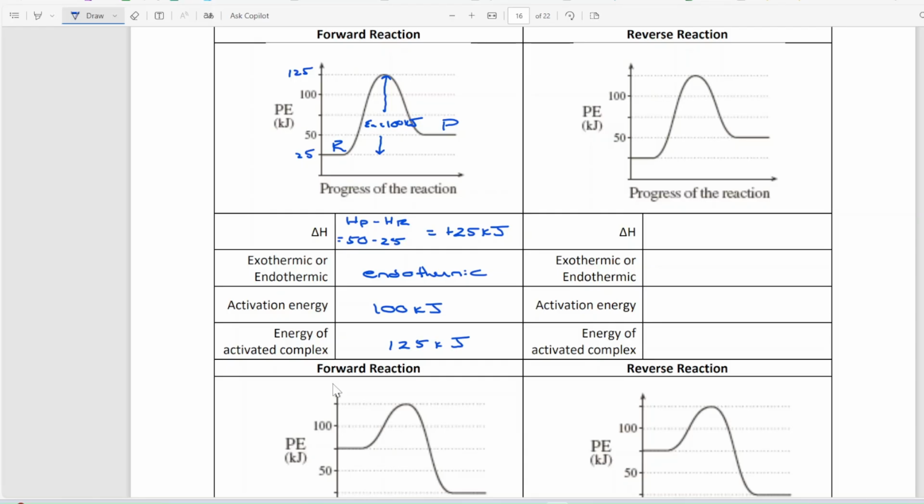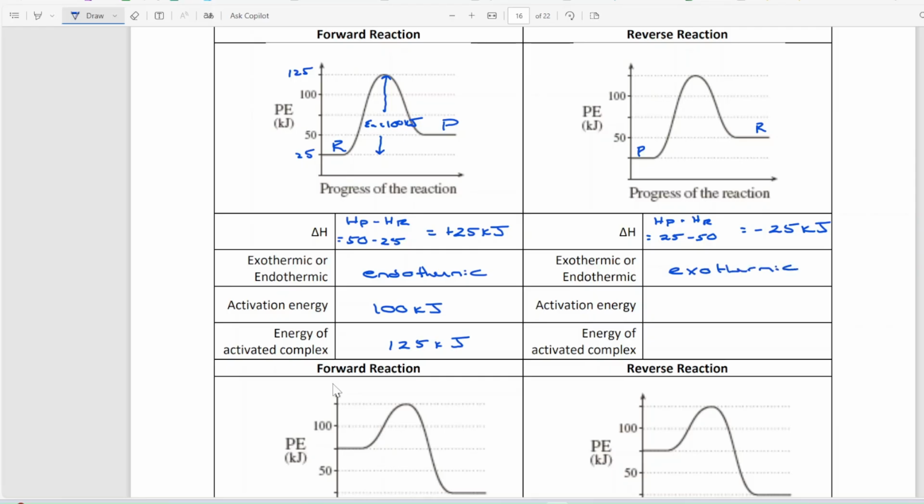Whereas if I look at this in reverse, all of a sudden these would be my reactants and these would be my products. So the delta H, instead of being positive 25, would actually be negative 25. And if we calculate it, products minus reactants, this time my products is going to have 25 kilojoules of energy. My reactants have 50, and so I can see that it comes out as negative 25 kilojoules. This would be an exothermic reaction.